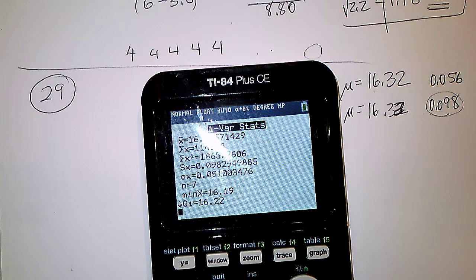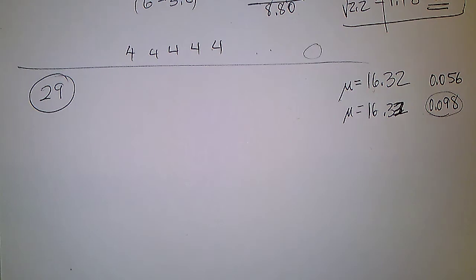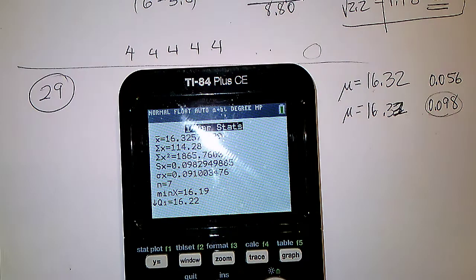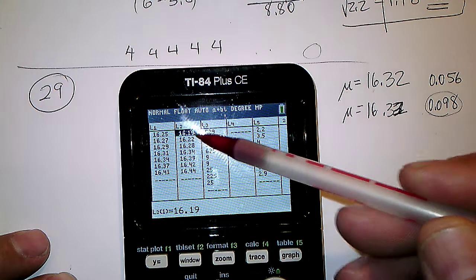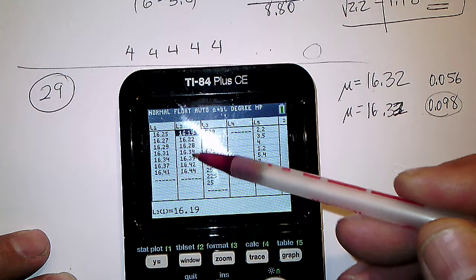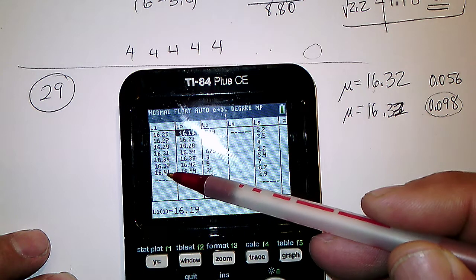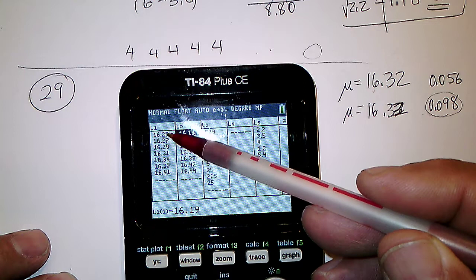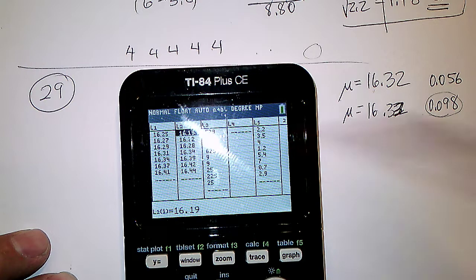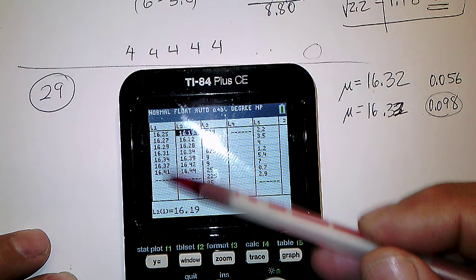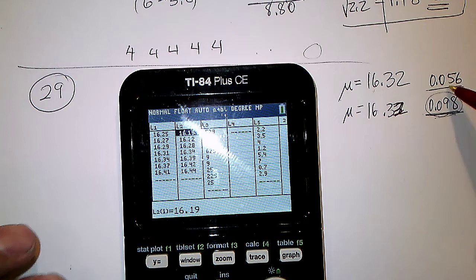So the standard deviation, if I just look at the data again, you can see this one has a low of 16.19 and a high of 16.44. This one has the highest is 16.41 and the lowest is 16.25. So this has more spread. It's more spread out than this one. So that's what the standard deviation is telling us.